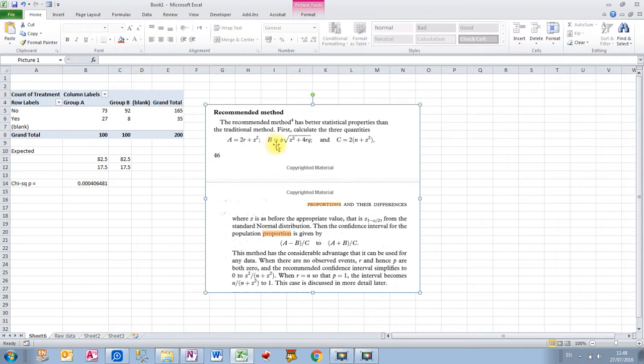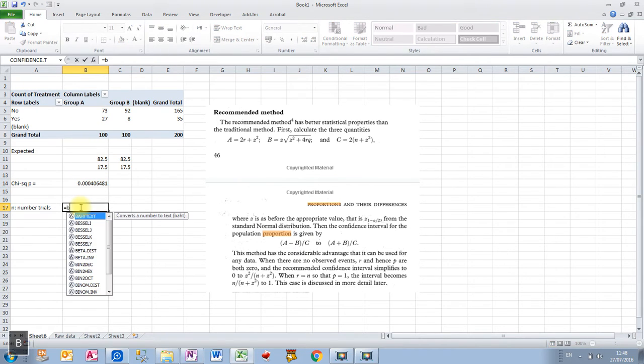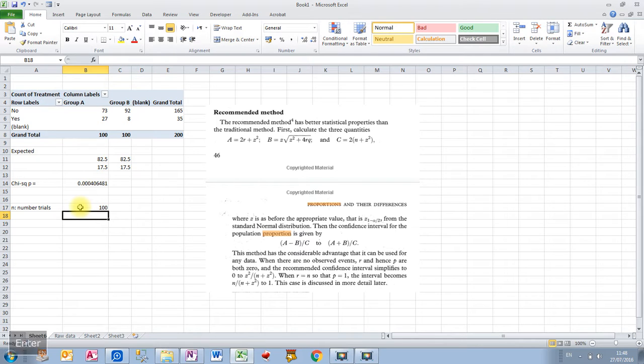So we need a number of things to calculate these values for A, B, and C. But all these symbols are things we have here already, so let's just show what each one is. First of all, N is the number of trials, the number of patients in each group. For this one here, it's simply this cell here, B8. Equals B8.